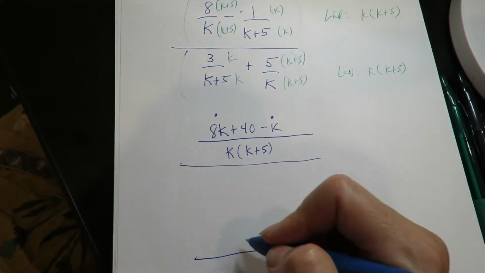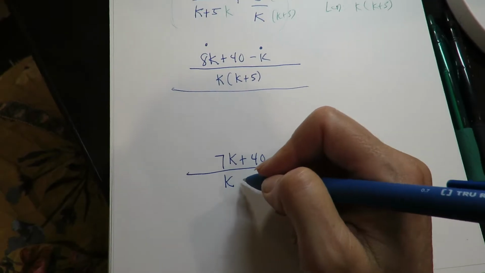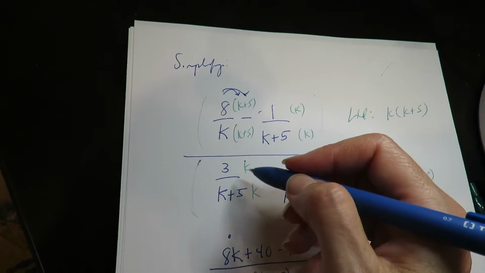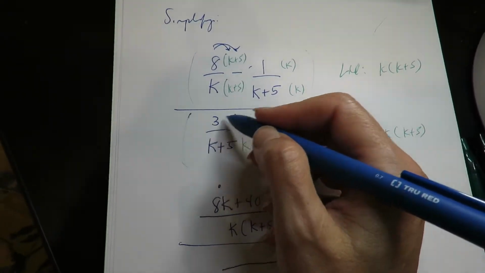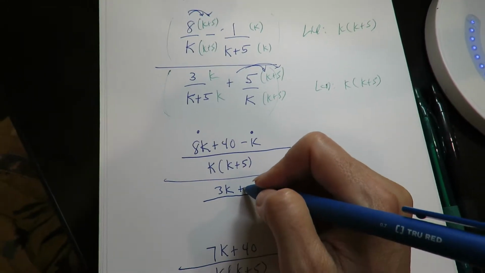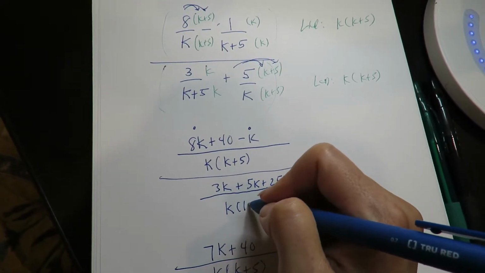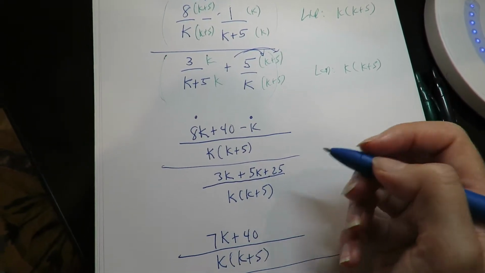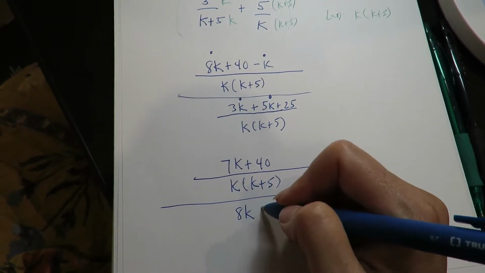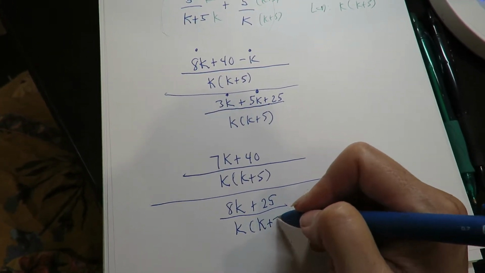8 minus 1 is 7. So 7k plus 40 over k plus 5. Alright, now I'll go back and do the denominator. Alright, 3k, got to distribute the 5 in here, plus 5k plus 25 over k plus 5. Alright, let's combine the numerator here, so you're going to get 8k plus 25 over k plus 5.